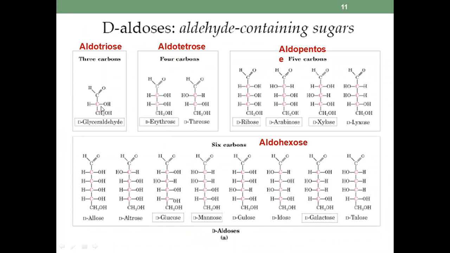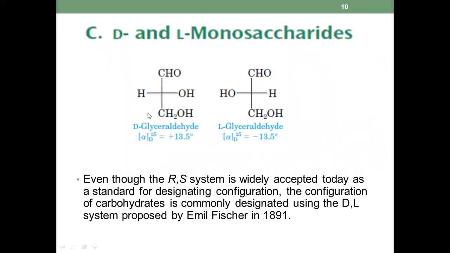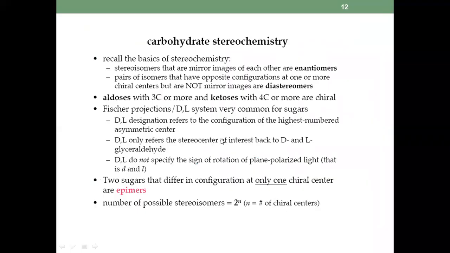When you have the OH on the right side, the farthest OH from the carbonyl carbon, it means that you are in the D designation. That's what we use. If the OH is on the left, you have the L designation of your monosaccharide. So it's referenced from D-glyceraldehyde.